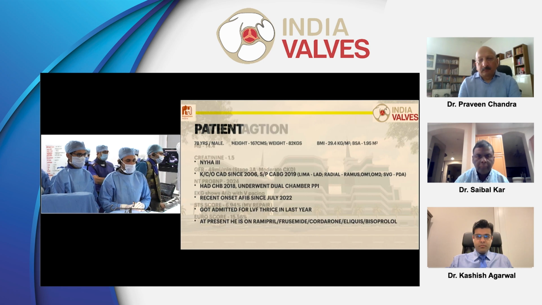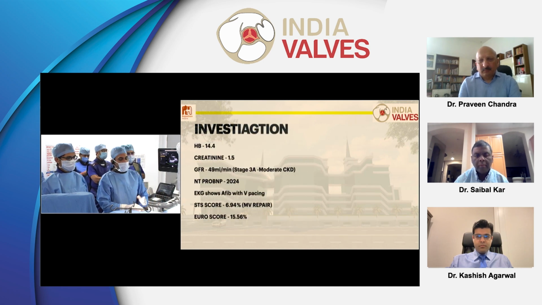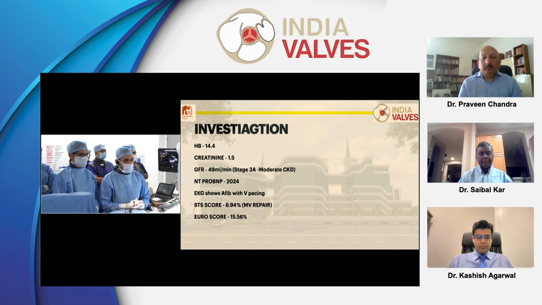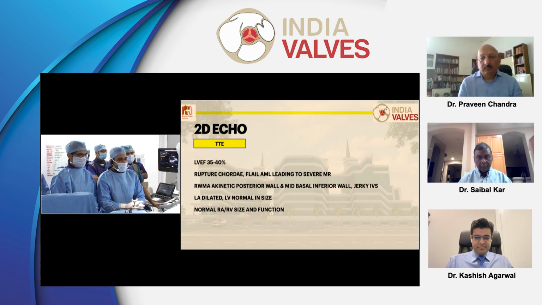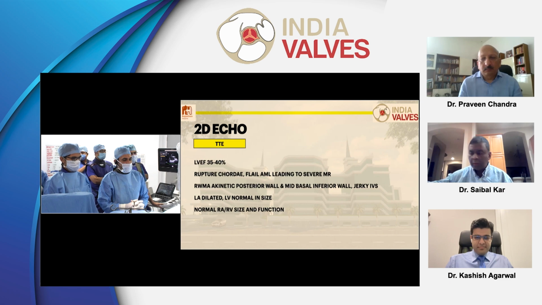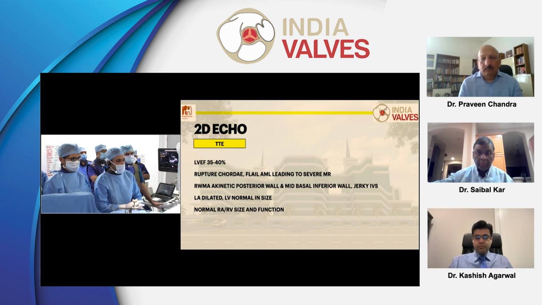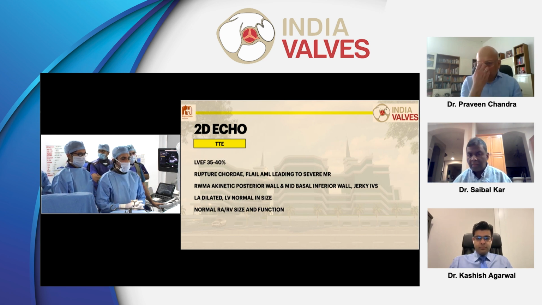These are the hematologies. Creatinine is 1.5, NT-proBNP 2024, EKG shows AFib, intermittent V pacing. STS score for mitral valve repair is 6.94, EuroSCORE is 15.56. Next slide. 2D echo, transthoracic echo done outside, shows an EF of 35 to 40%, ruptured chordae, flail AML leading to severe MR, RWMA, akinetic posterior wall, mid-basal inferior wall, jerky IVS, LA is dilated, LV normal in size, normal RA RV size and function.